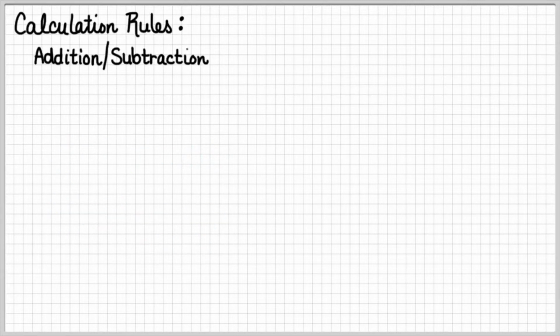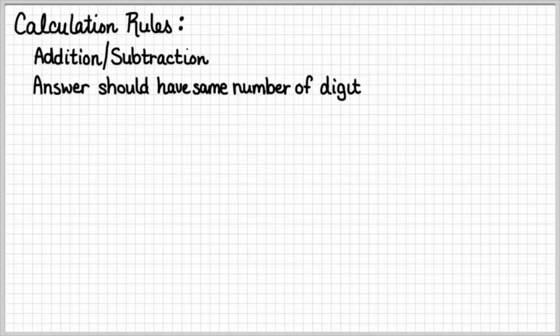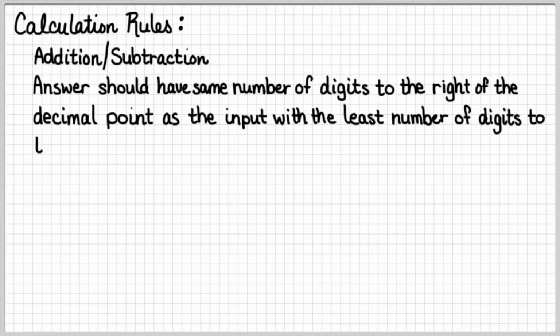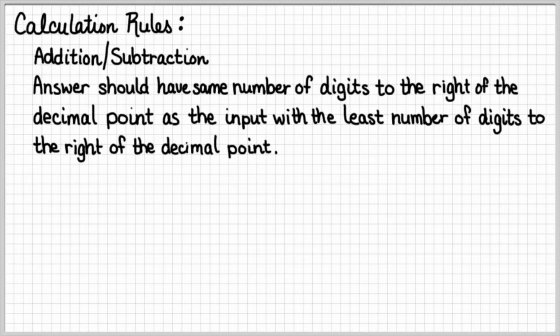For addition and subtraction, it's less about the number of sig figs and more about the number of digits to the right of the decimal point. Your answer here should have the same number of digits to the right of the decimal point as the input with the least number of digits to the right of the decimal point. So I'll write that out here. For example, 1.5 plus 1.75 is equal to 3.25.